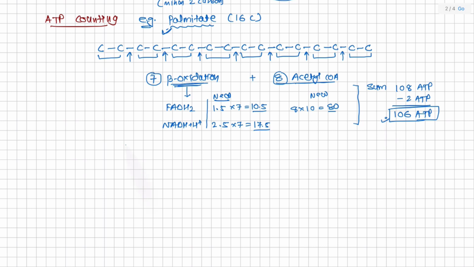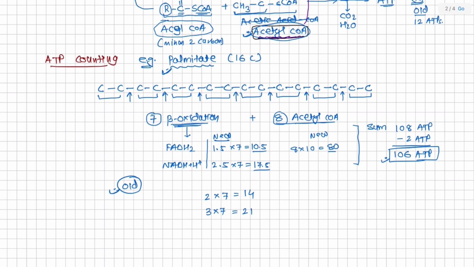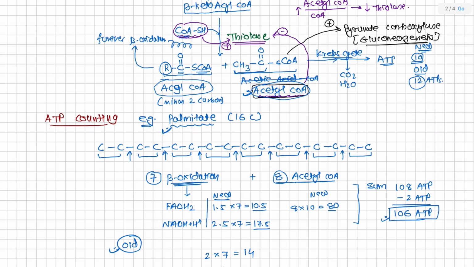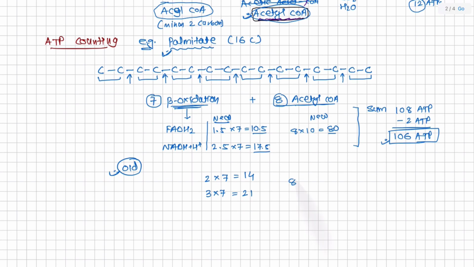And if you consider the old system, we will discuss the old system also, because if you are reading an old book, or some new book still utilizing old information, this number might be different. So let's do that also. Here instead of 1.5, we have 2 into 7. Here instead of 2.5, we have 3 into 7. So 2 into 7 is 14 and 3 into 7 is 21. And on the acetyl coenzyme A side, instead of 10, we have 12 ATP as per the old information, right?